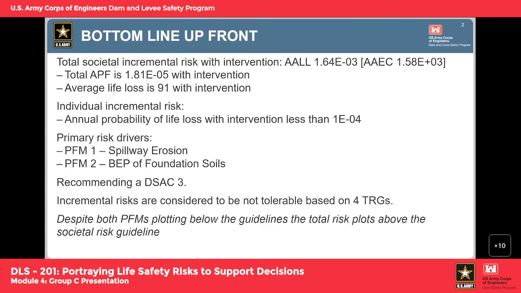So our bottom line up front: the societal risk, incremental risk with intervention for AALL is 1.64e-3. The AAEC is there as well. The total APF is 1.81e-5 with intervention, with an average life loss of 91. The annual probability of life loss for the individual most at risk is less than the 1e-4 threshold. Our primary risk drivers are PFM1 spillway erosion and PFM2 BEP of foundation soils.